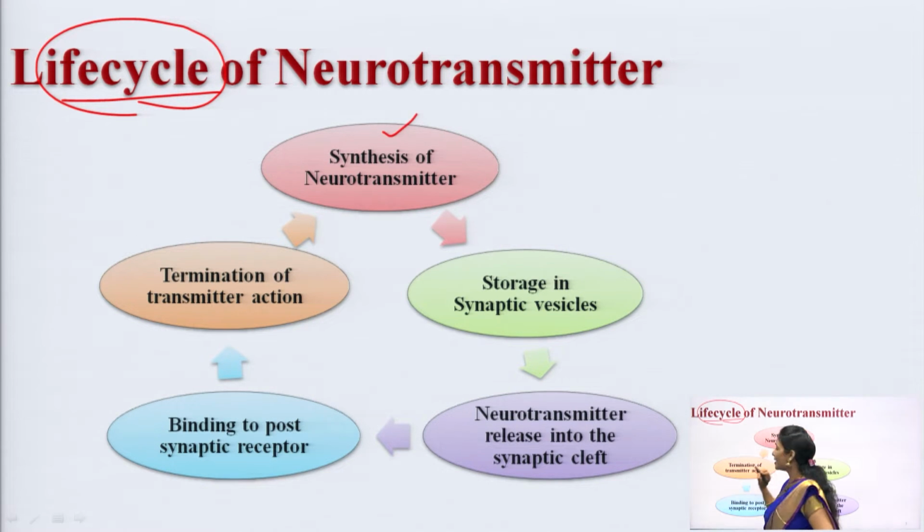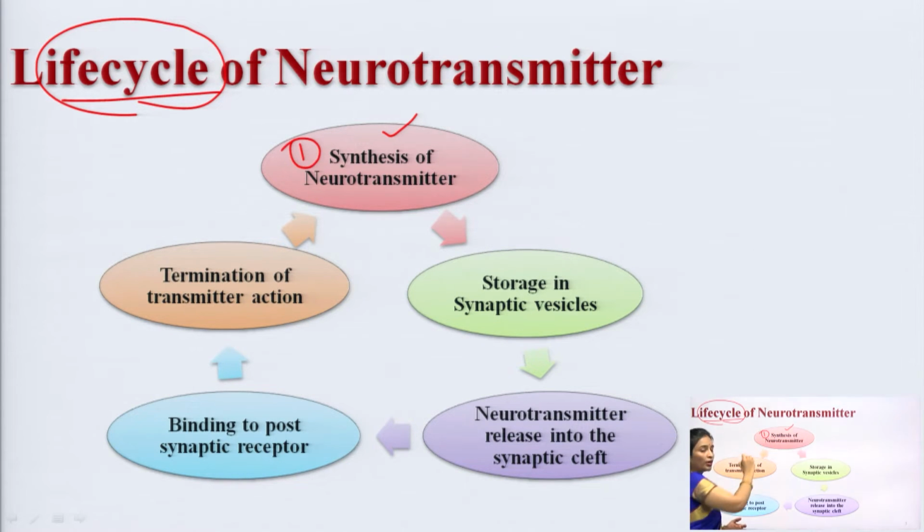First, it has to be synthesized in our body. Whatever the neurotransmitter, like acetylcholine, adrenaline, noradrenaline, dopamine, serotonin, GABA, glutamate, first it has to be synthesized in the body. So, the first step is synthesis. After synthesis, it will be stored in the storage granules. The second step is storage, right. And after the storage, when the impulse has been generated, the neurotransmitters stored in the storage granules will be released into the synaptic cleft.